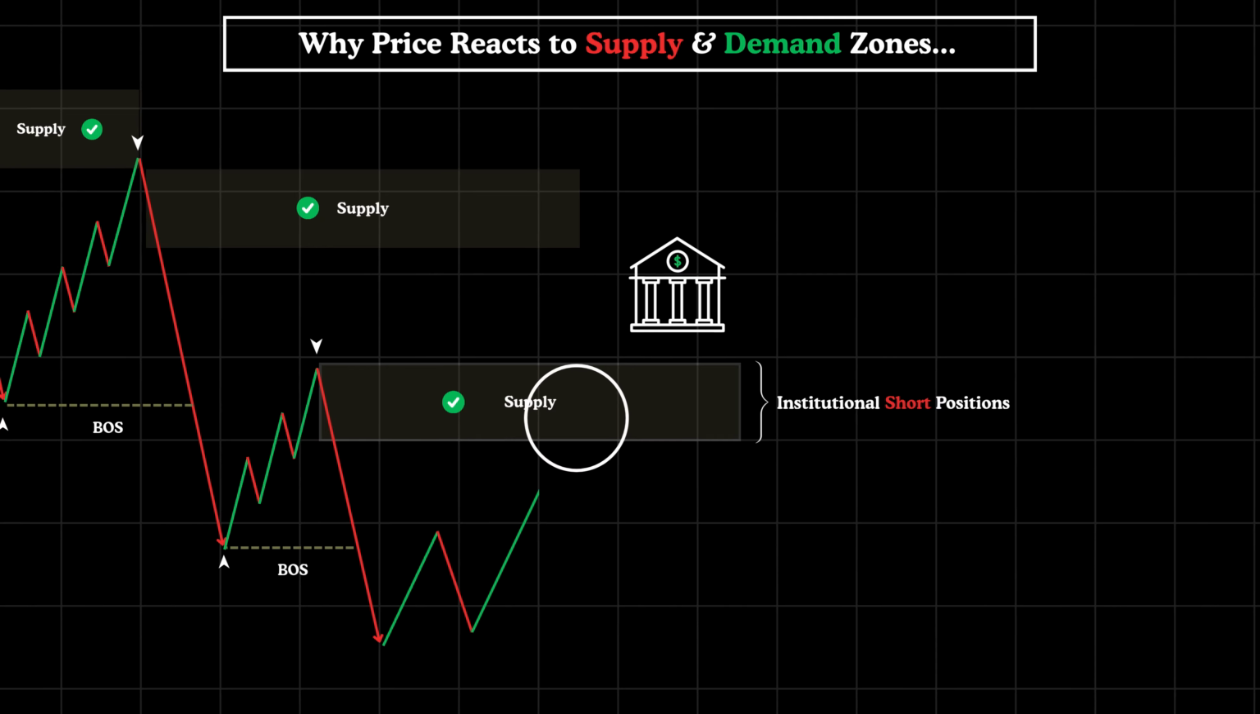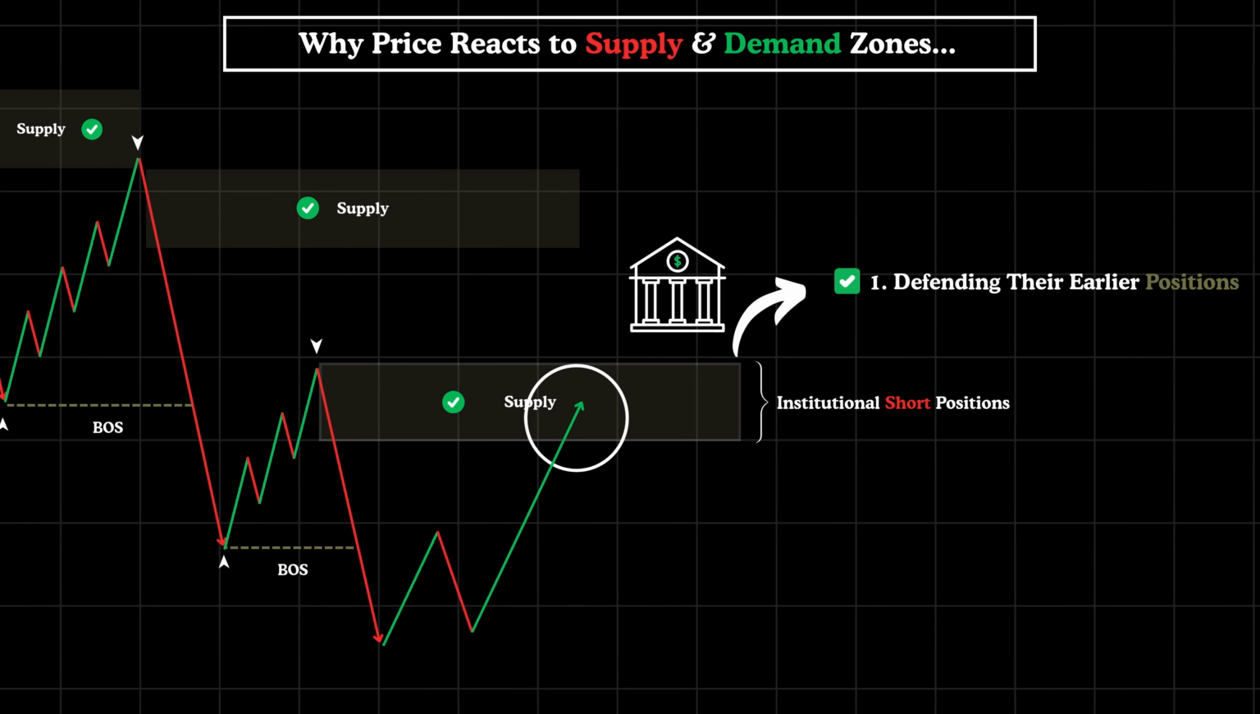Price usually reacts to them. When price revisits these areas, institutions often step back in to defend their earlier positions. Put simply, institutional money protects its territory, and that defense often triggers reversals.